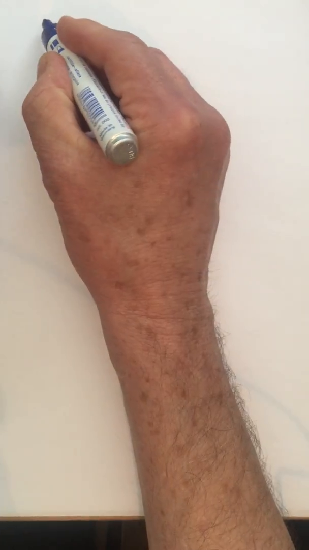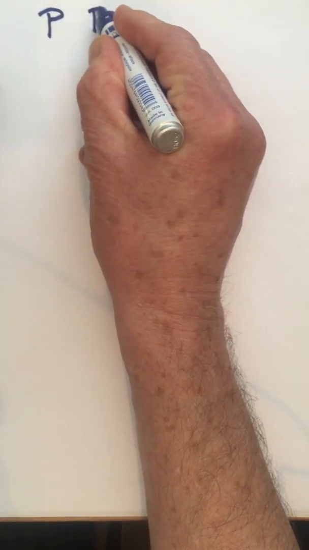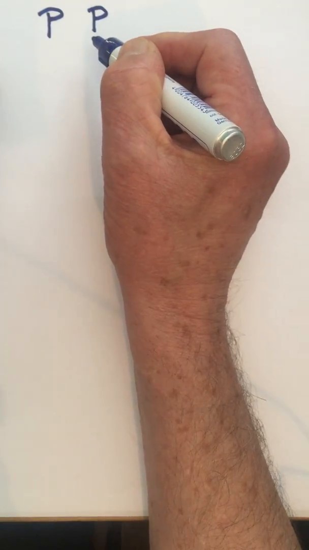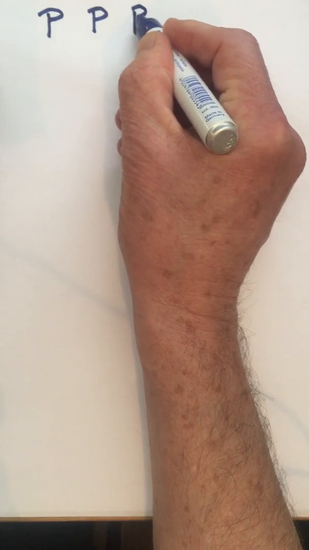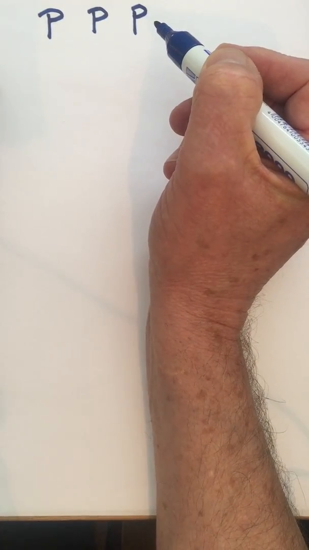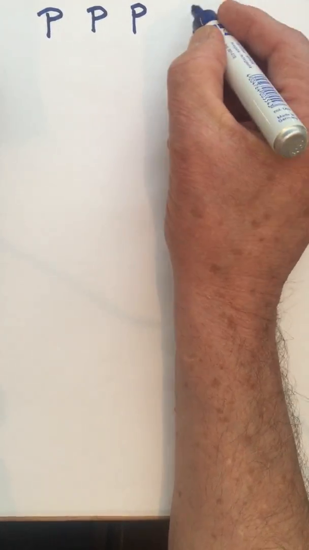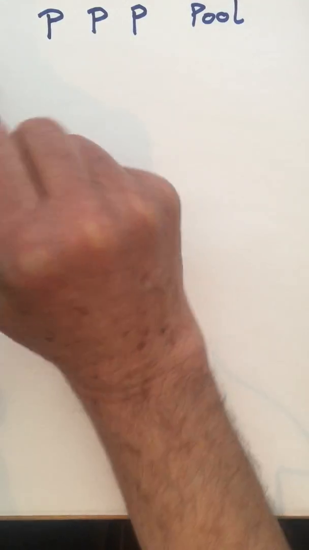So let's start. We have 3 P's. We have 1 P for private businesses, 1 P for parasites, and the third one is for profits. So we're going to focus on what we call a common pool. There's a fourth P in a sense.